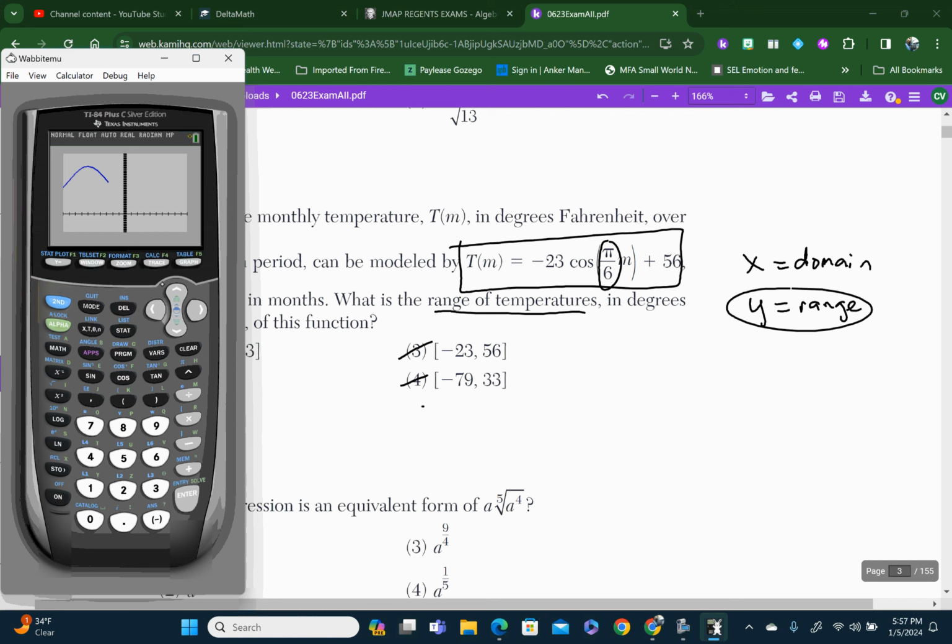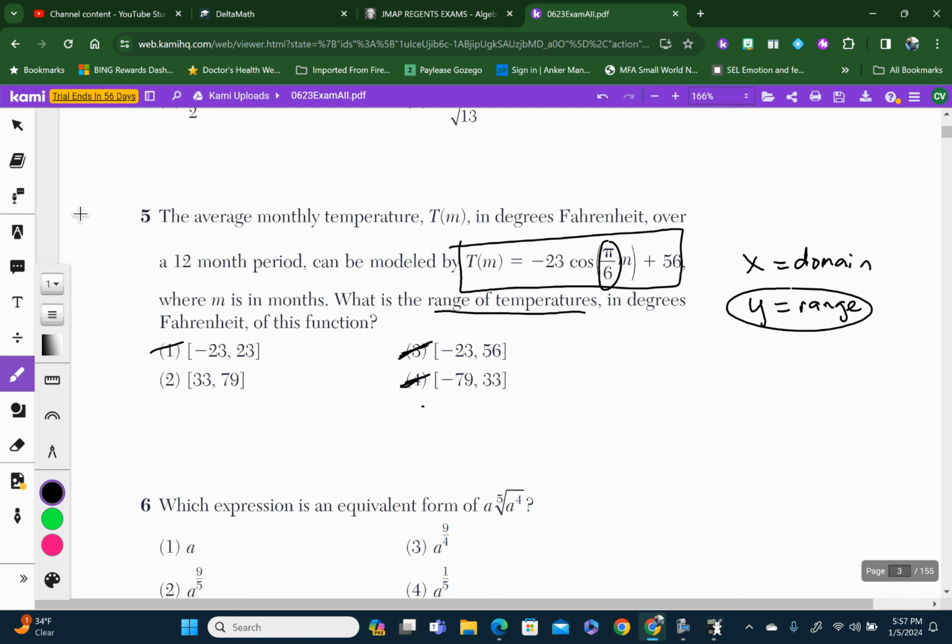So my range again is my Y, right? So what numbers can my Y be? It looks like it's never going to be negative. So I was right by crossing out anything that had a negative sign. Therefore the answer is 2.